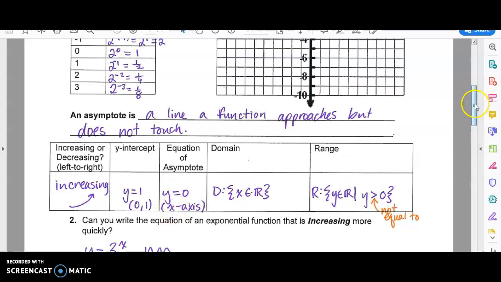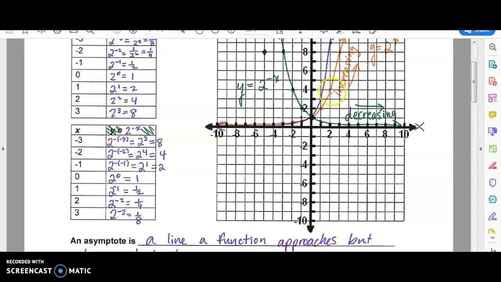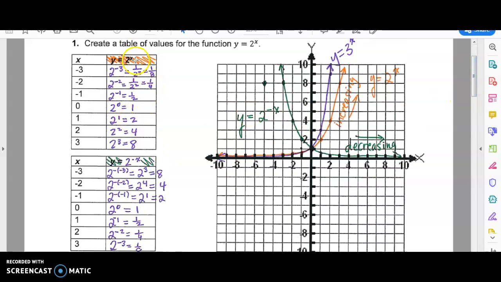The domain, what values can x be? Well, if we again look at y equals 2 to the x in orange, x can be any negative value. I can plug in any negative number into this x value and I'll get a y value. I can plug in negative 1,000,000, right? 2 to the negative 1,000,000 will give me 1 over some crazy big number, but it'll still be some value. So it can be any negative x value and it can be any positive x value.